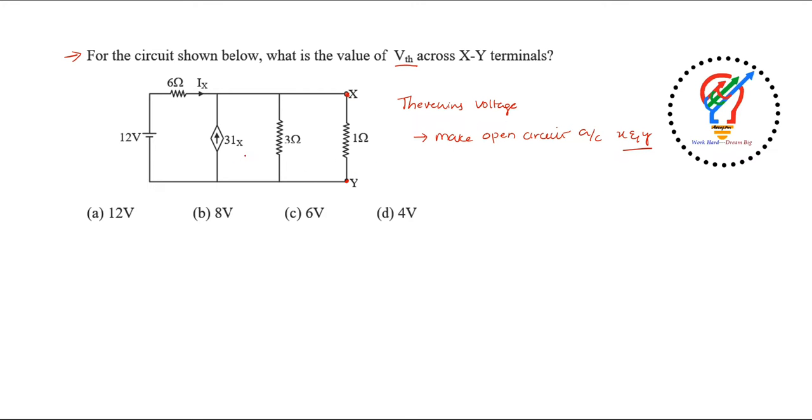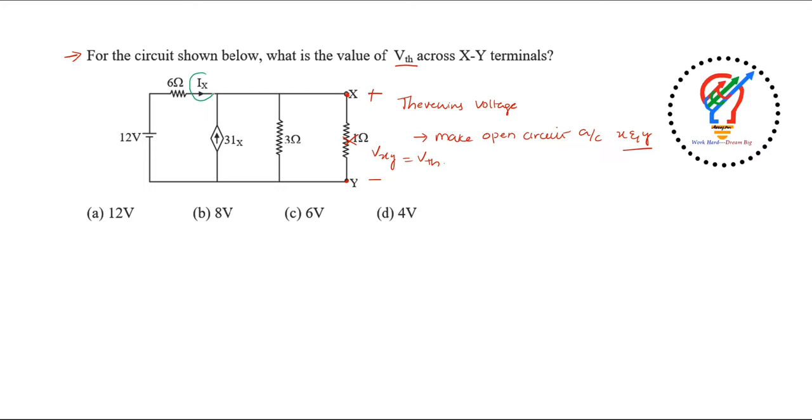Once you open circuit it, you need to apply either KVL or KCL or voltage division, whatever you want to use, and after that find the voltage here. So first I need to find the voltage here. Let me note that VXY is nothing but VTH here. After opening this circuit, I'll redraw the circuit again. Before redrawing the circuit, I'll make some connections here. Let me take a different color.